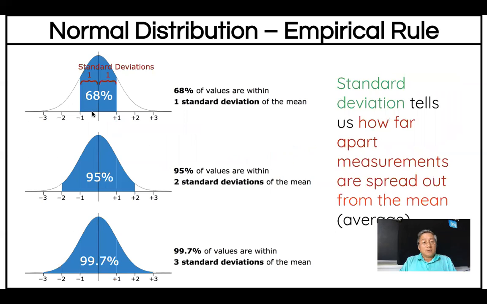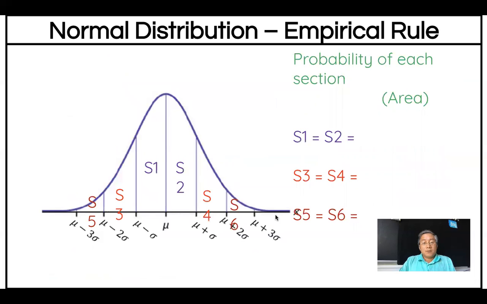So I just explained within one standard deviation, 68% of the values are existing. And then in 2 standard deviations, 95%, and 3 standard deviations, 99.7%. All right. So if you want to calculate each section, I divide into 6 sections: S1, S2, S3, S4, S5, S6.